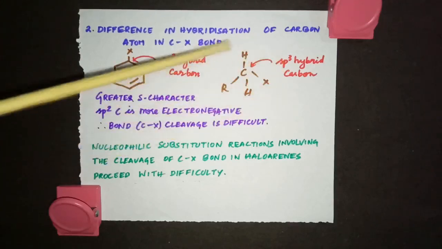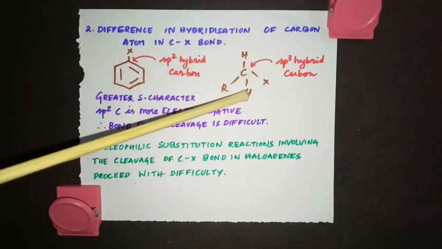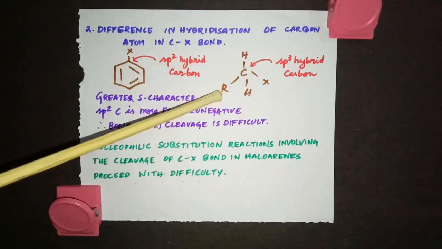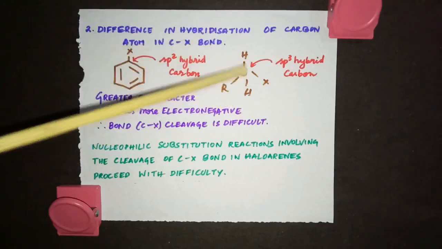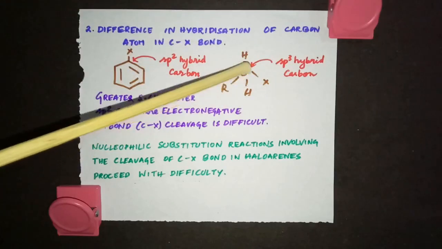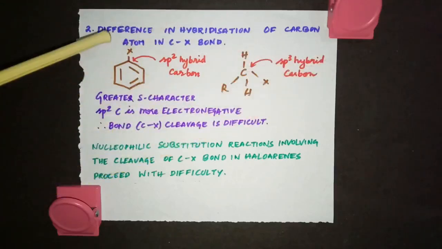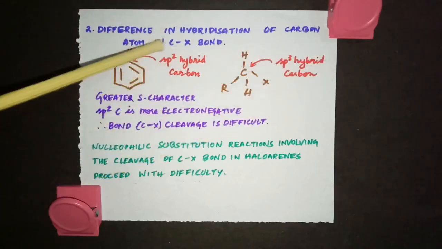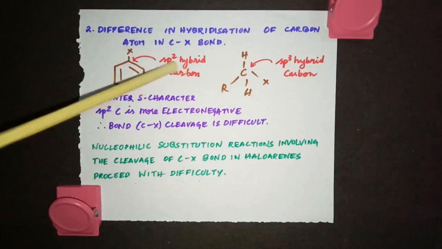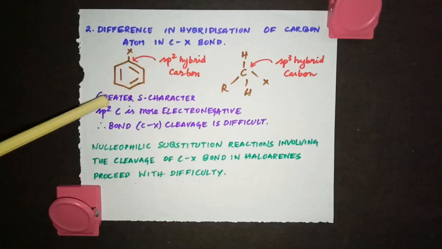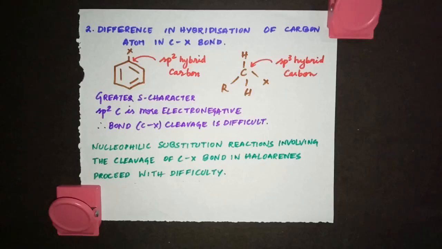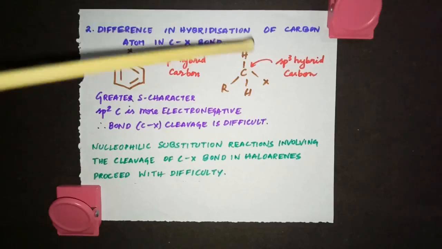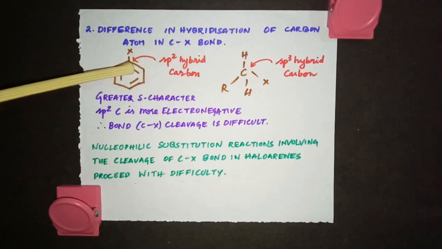Look at this, this is a haloalkane. See, CH2, this is R. You can take this as CH3CH2X, which means this can be ethyl halide. Now the carbon to which the halogen is attached is an sp3 carbon. So in the case of haloarene, because you have sp2 hybridization, there will be greater s character, and the sp2 carbon is more electronegative when compared to the sp3 carbon of haloalkane.